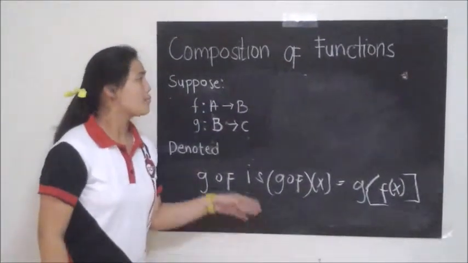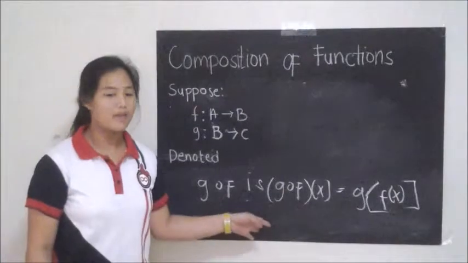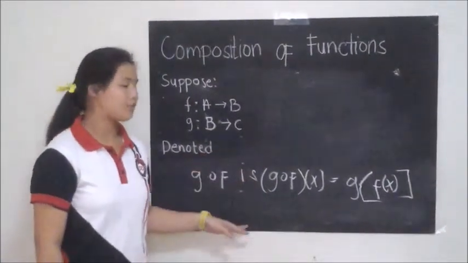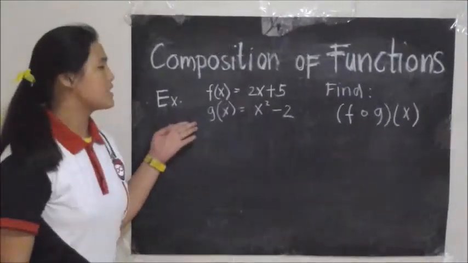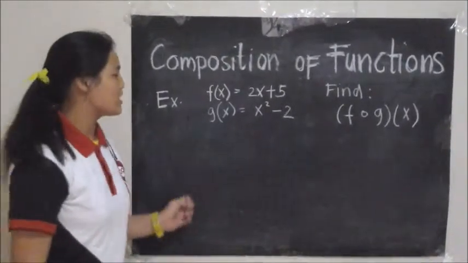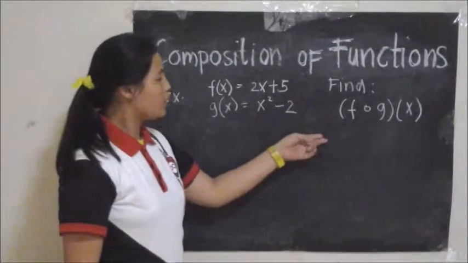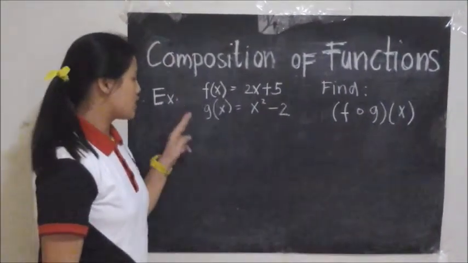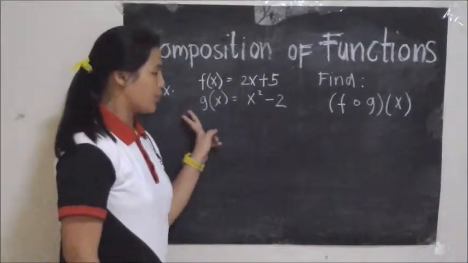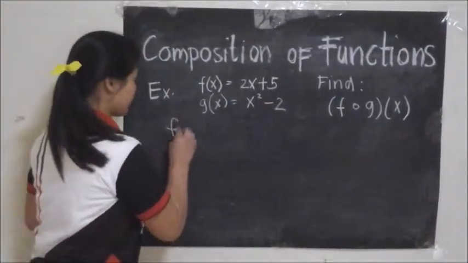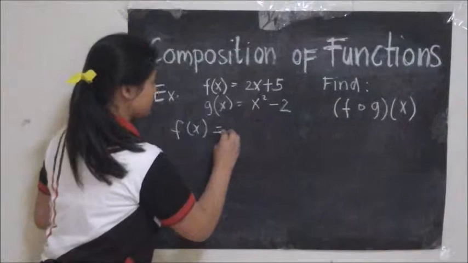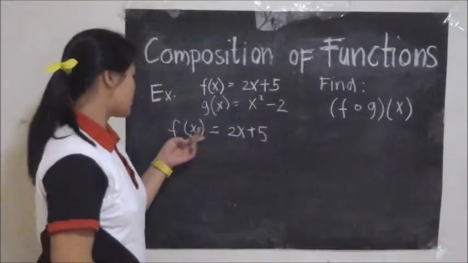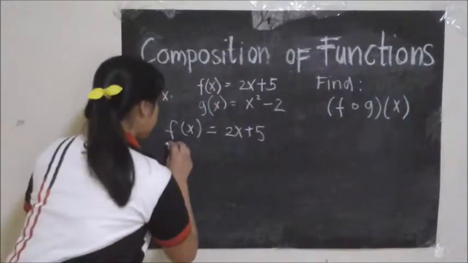In other words, composition of functions is a manner where the output of one function becomes the input for the next function. To understand the composition of functions further, I will cite some examples. If we're looking for f of g of x, and given f of x is equal to 2x plus 5 and g of x is equal to x squared minus 2, then originally f of x is equal to 2x plus 5. Then we're going to substitute in place of x the g of x.